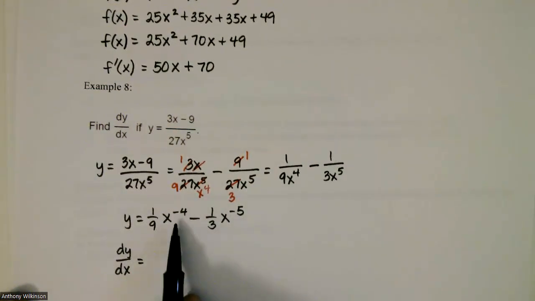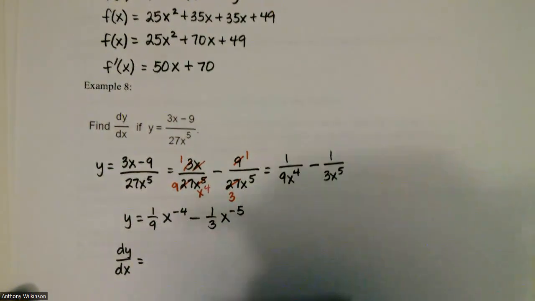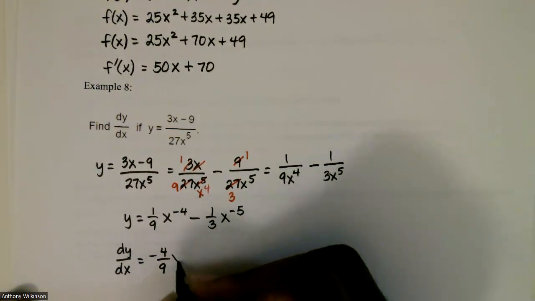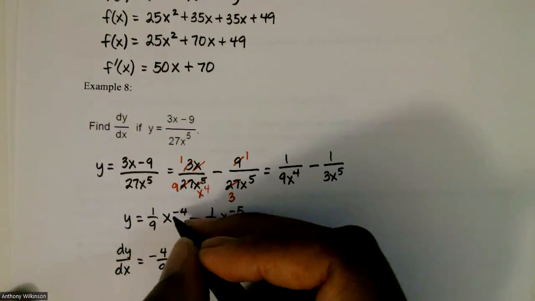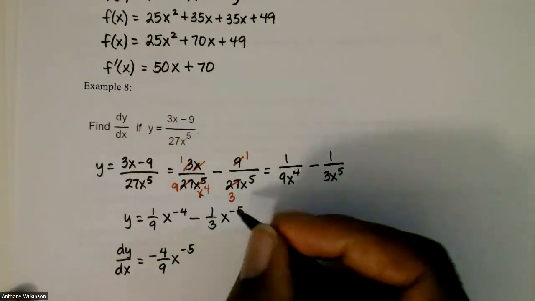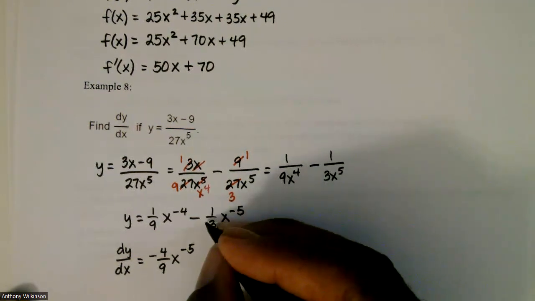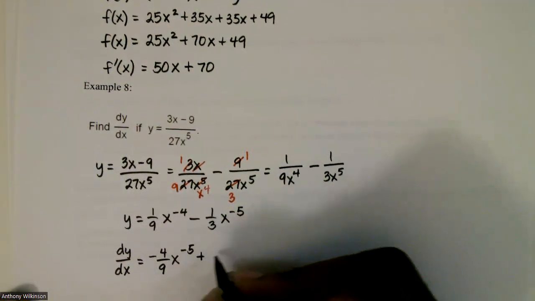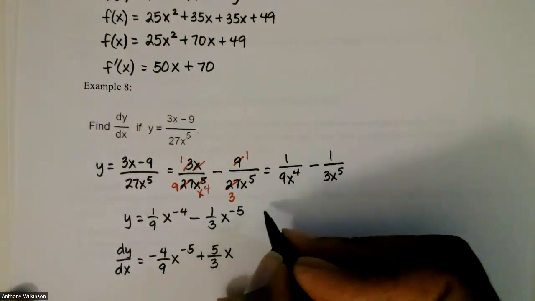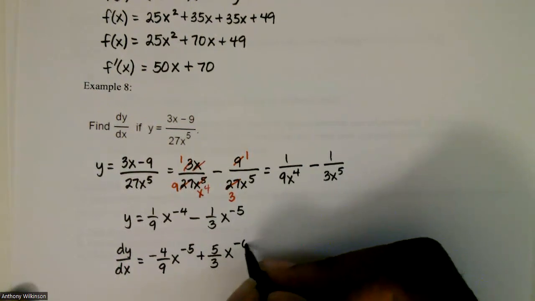All right, so if I do negative 4 times that 1/9, that would be a negative 4/9. Copy the x over to the negative 4 minus 1, which will be negative 5. And then if I do negative 5 times the minus 1/3, that would be a plus 5/3. Copy the x over to the negative 5 minus 1, negative 6.